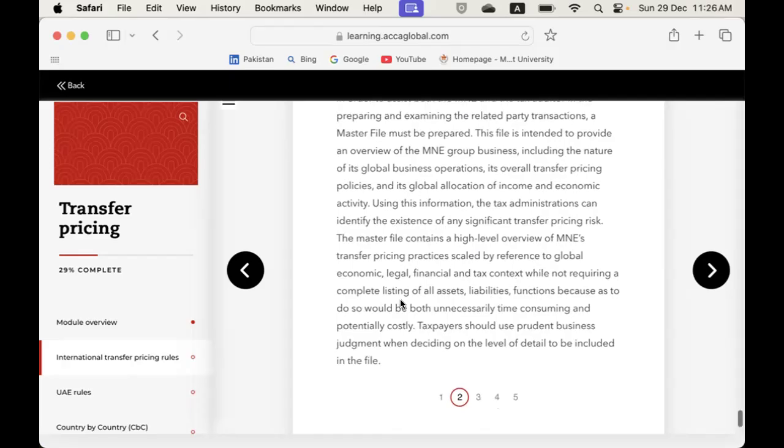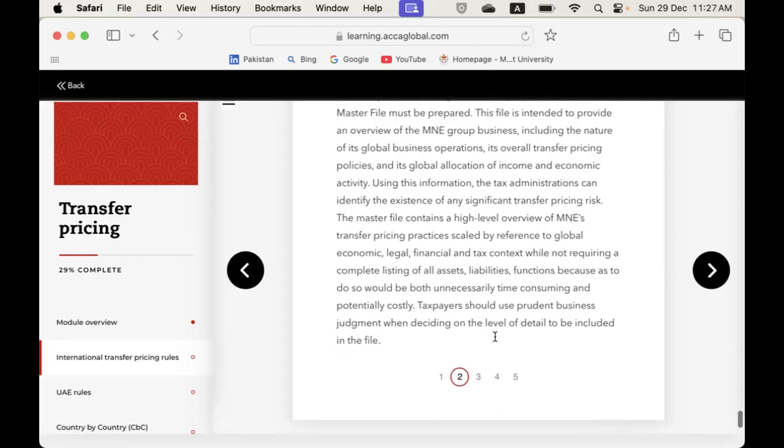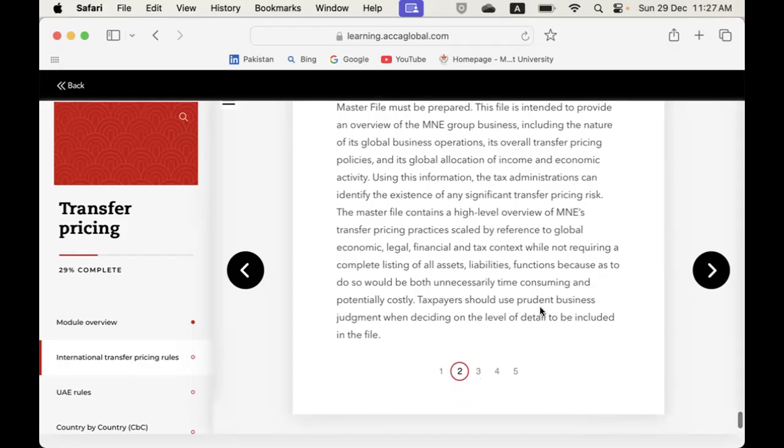Context, while not requiring a complete listing of the assets, liabilities, functions, as it will be unnecessarily time consuming. Taxpayers should use prudent business judgment when deciding on the level of detail to be included in the master file.